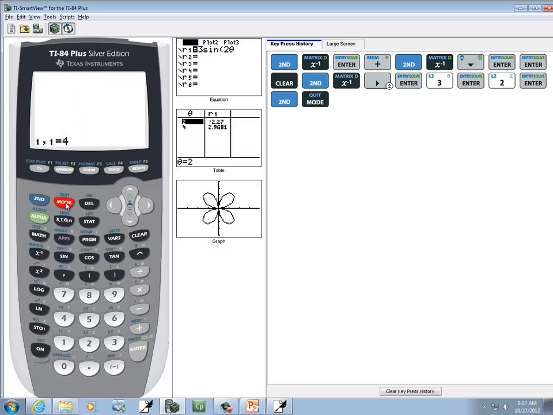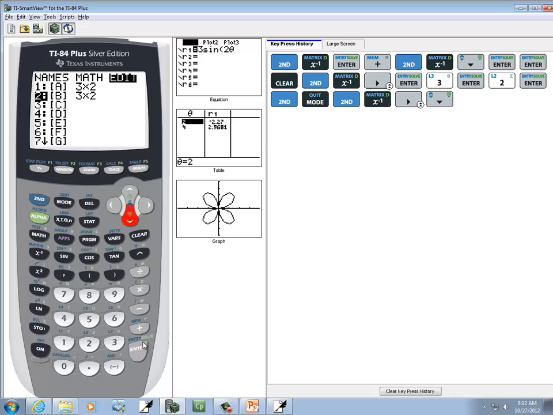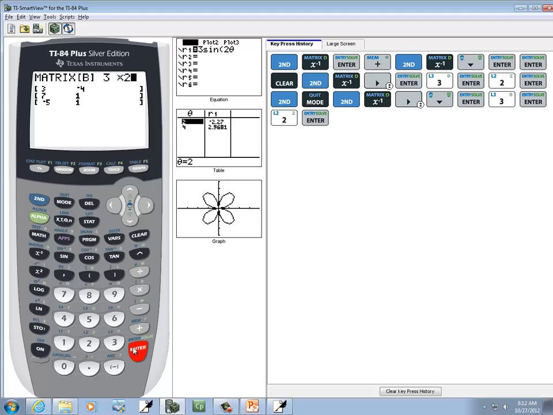Let me exit out, go check my B. So do second x to negative 1, right arrow over to edit, down arrow to B. It's 3 by 2 again. 3, negative 4, 7, 1. Oh, that works out really nice.